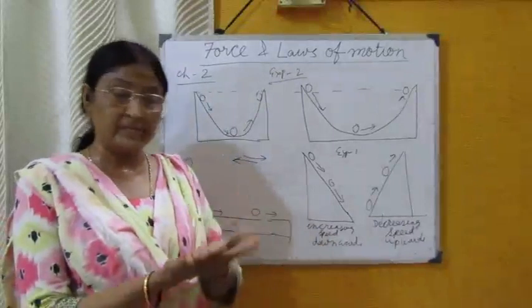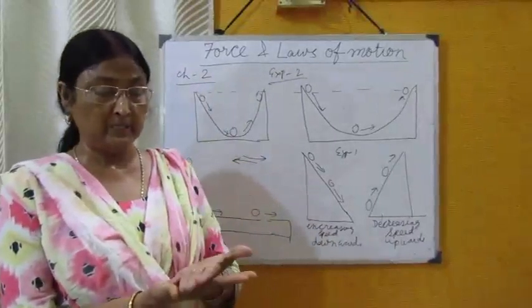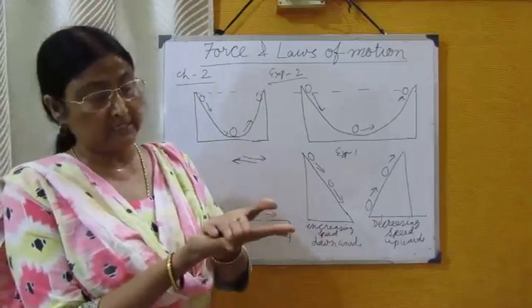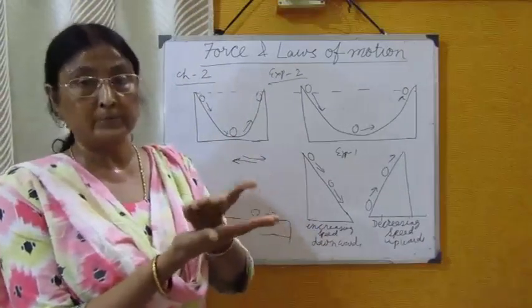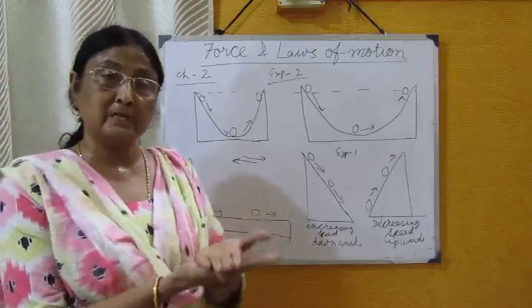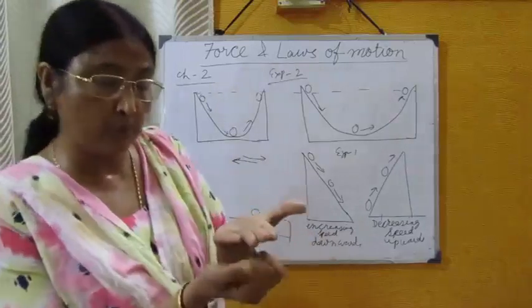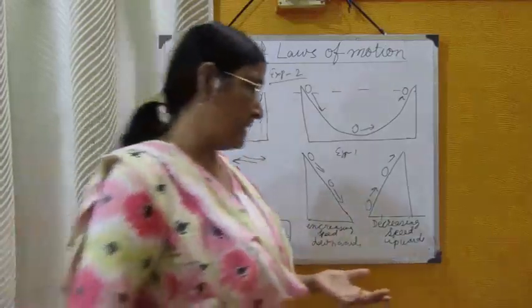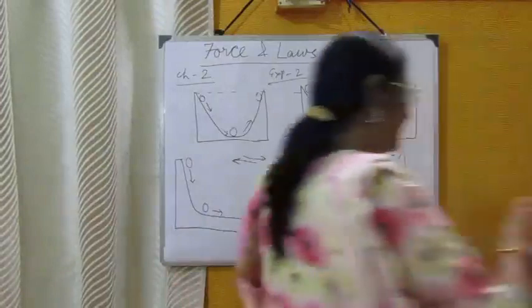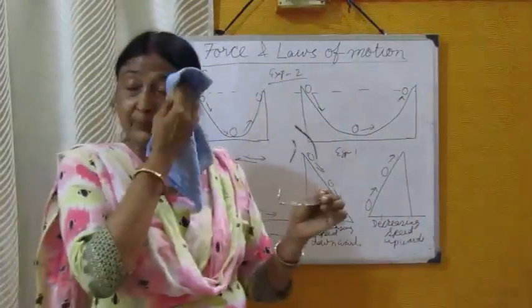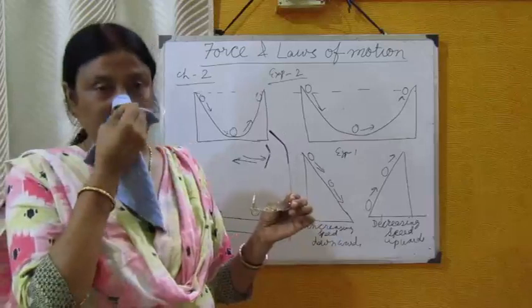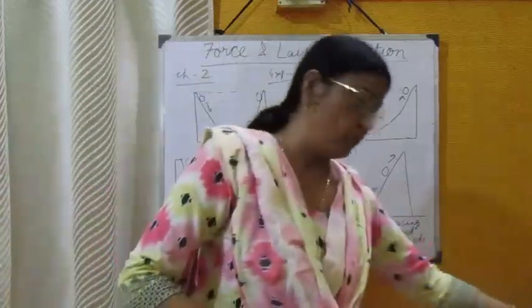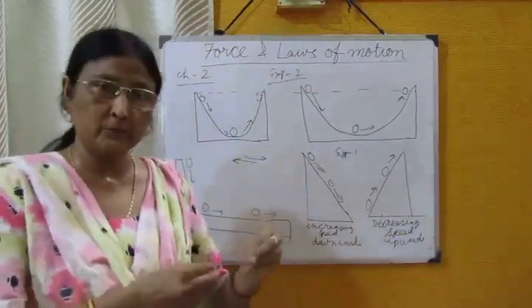So the frictional force between the moving object and the surface on which it is rolling is opposing, pulling backward, making the object not move, opposing the motion of the object. That's why after some time the moving object comes to rest.